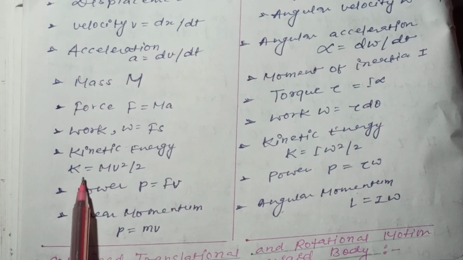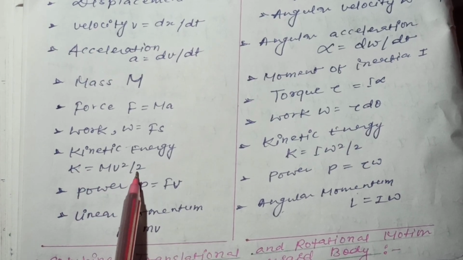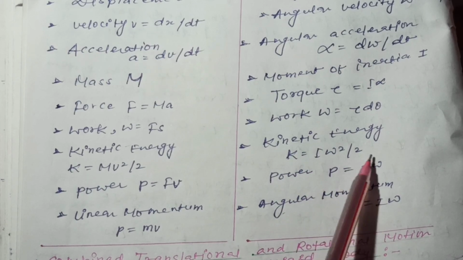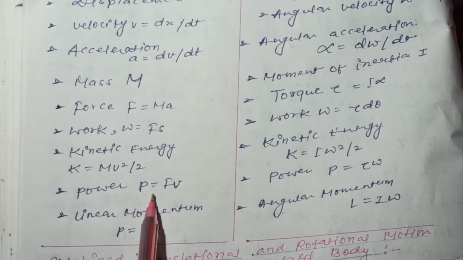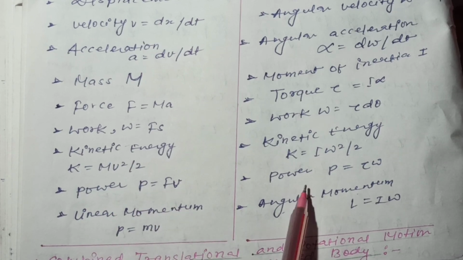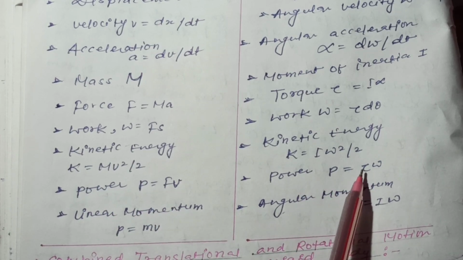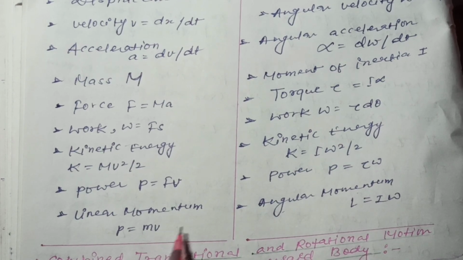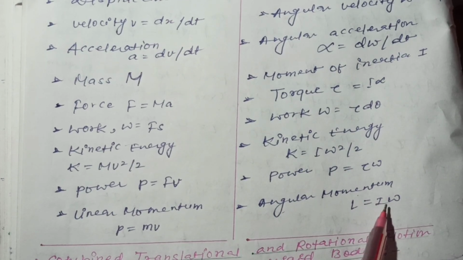Kinetic energy K is equal to mv square upon 2; kinetic energy K is equal to I omega square upon 2. Power P is equal to Fv; power P is equal to torque times omega. Linear momentum P is equal to mv. Angular momentum L is equal to I omega.